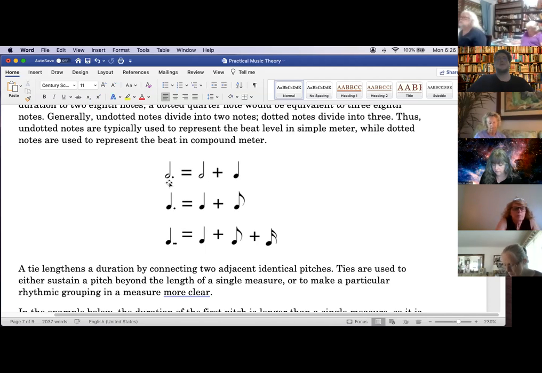So here we see an example of these little math equations written here where a dotted half note is equal to a half note plus a quarter note. A dotted quarter note is equal to a quarter note plus an eighth note. This double dotted thing, you don't see it very often, and I wouldn't think about it too hard because it's actually pretty annoying.